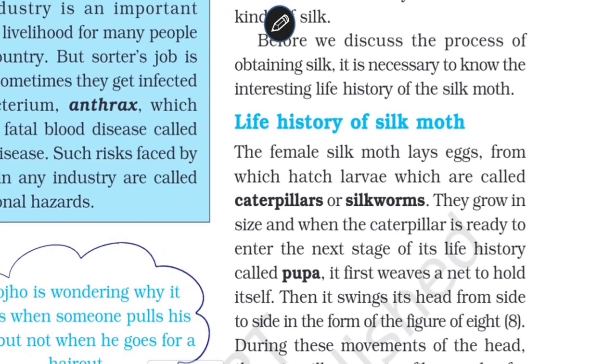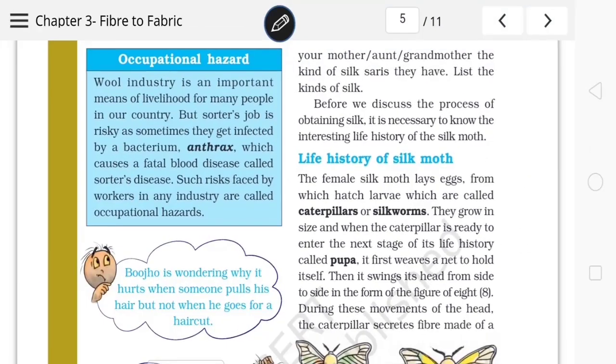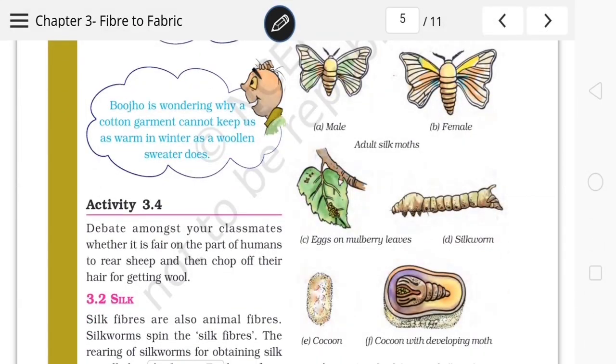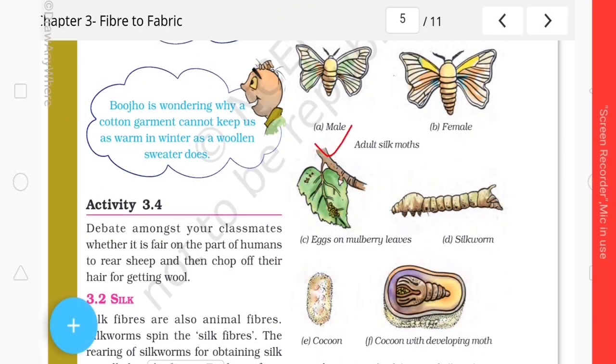And even in your book you can see the image of the life cycle of a silk moth, okay. See here, this is the male and this is the female moth, and we get the eggs on mulberry leaves. These are the mulberry leaves, because the silkworms eat which type of leaf? Leaves from the mulberry plants, okay. Remember this important point.